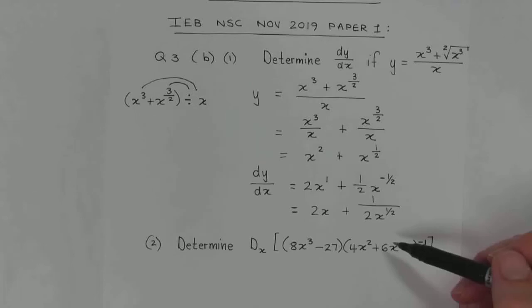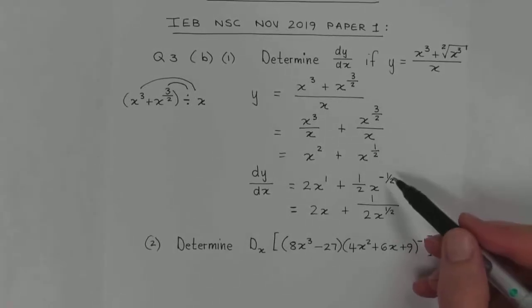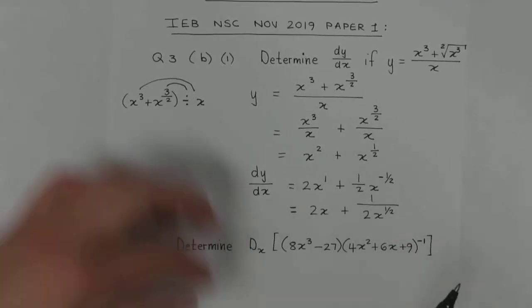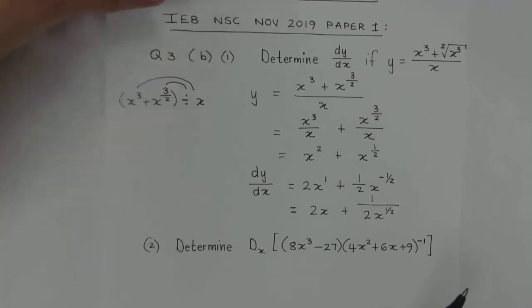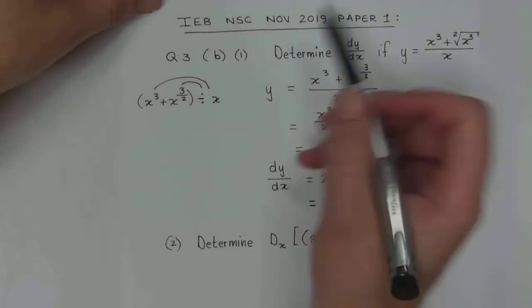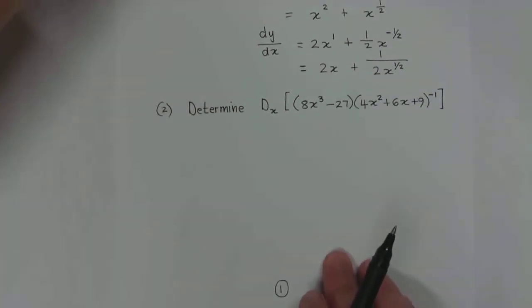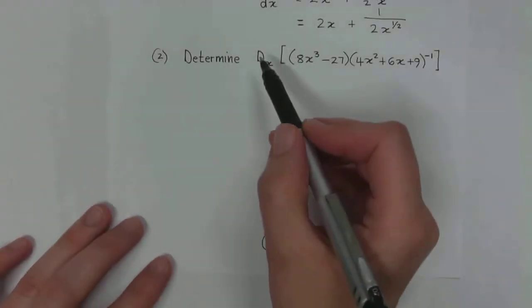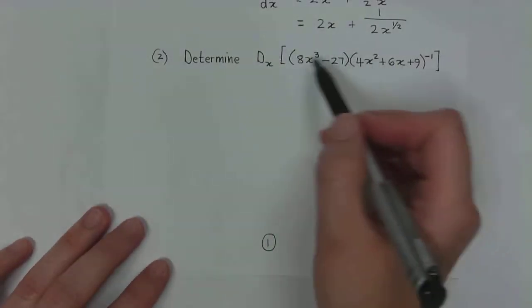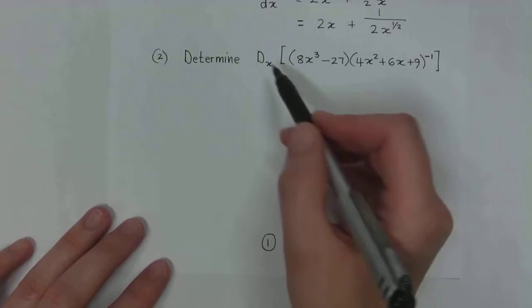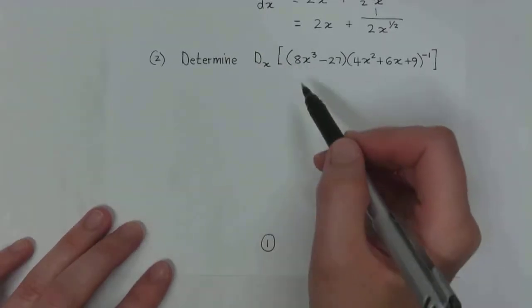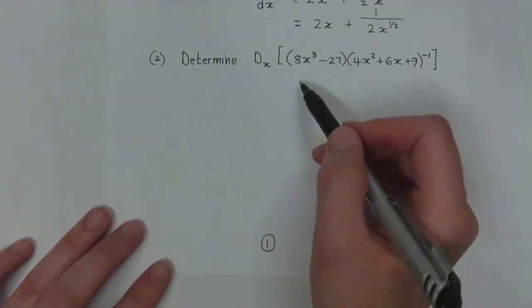Just a good habit, especially if they state changing all the negative exponents into positive exponents. Now the next is also from that 2019 paper, and they asked you to determine the derivative of that function inside the bracket in terms of x. So there again is one of our notations that we have discussed in one of the previous videos.